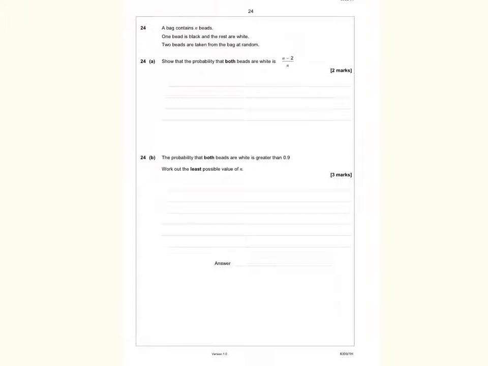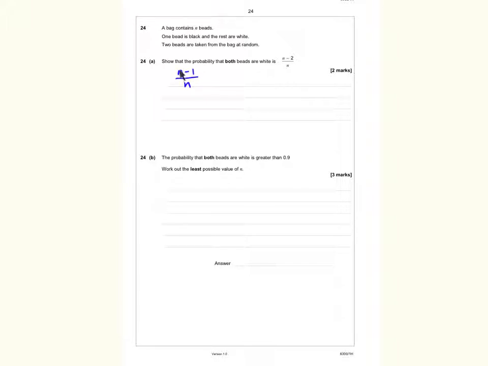Now, the probability that the first bead is white has to be n take away 1, because there is one black bead. Okay, so there's n beads, and if we take away that one black bead, there's this number of white beads left. Now, it was this number of white beads over n beads. Now, if we take out a second bead from the bag, so 2 beads are taken from the bag at random.